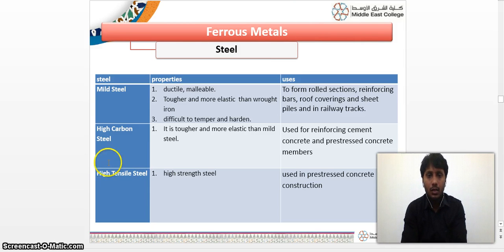You go through the different types of steels: what is mild steel, what are the properties, and what are the uses. I hope you may understand some words. Let me see how many words you write down to discuss in class. Then high carbon steel and high tensile steel. These are the properties and these are the uses.